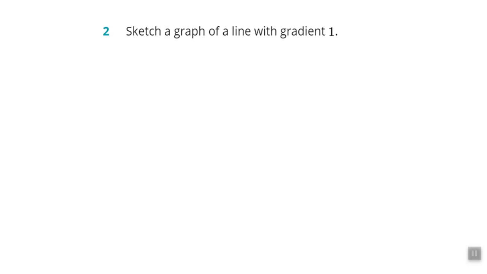This is for Year 11 Methods. We're going to look at Exercise 2B, question number 2. The question states that we're trying to sketch the graph of a line with a gradient of 1. Now, this is an open question, the reason being you can sketch many lines with a gradient of 1.